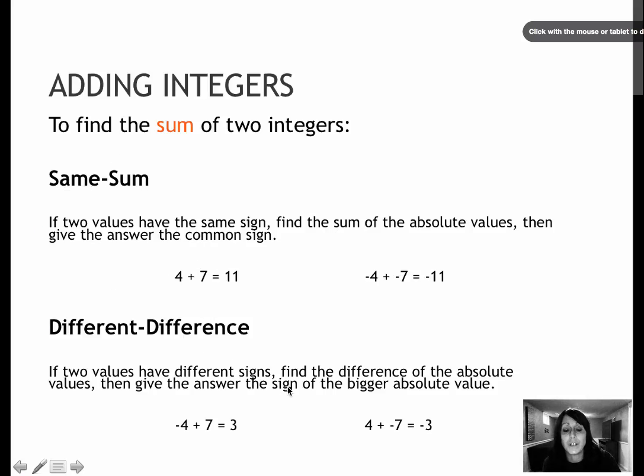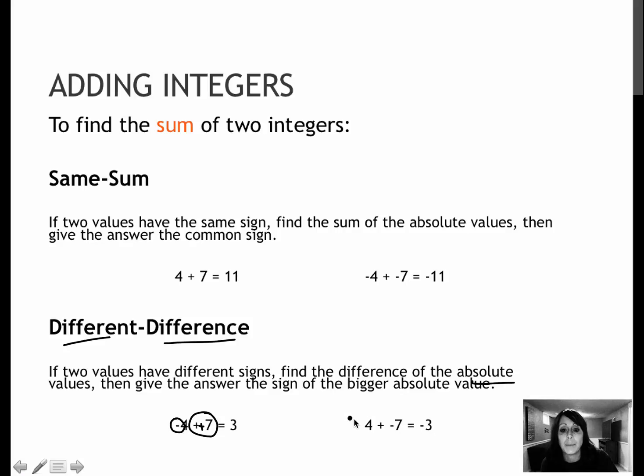If two values have different signs, so negative 4 and positive 7, or positive 4 and negative 7, notice this is a negative, this is a positive. Those are different signs, so I'm going to find the difference of the values. This is the difference of the absolute values, meaning don't worry about the signs. Find the difference of the numbers, which is 3, and then give it the sign of the bigger number. In the first example, that is positive 3.